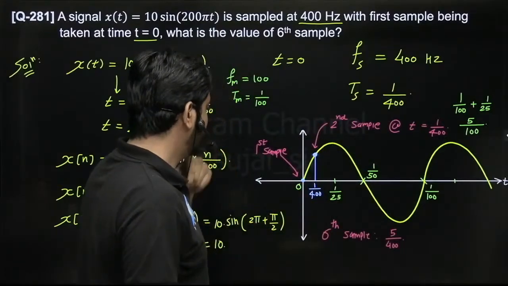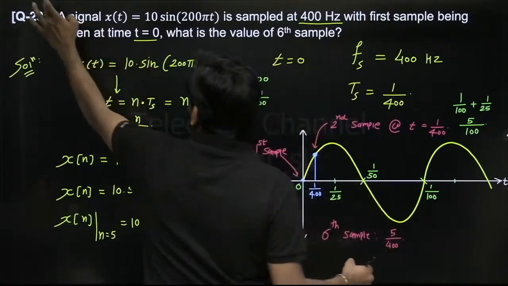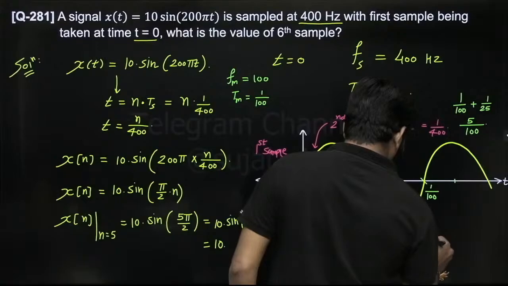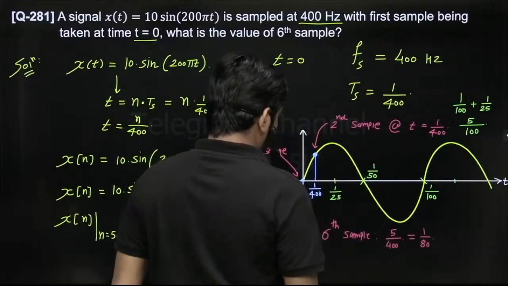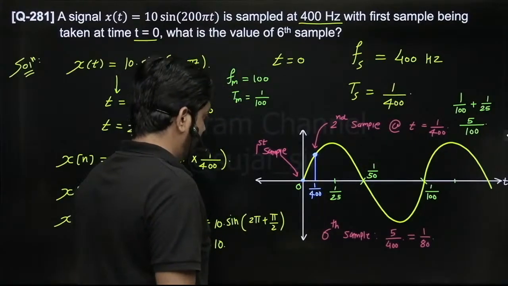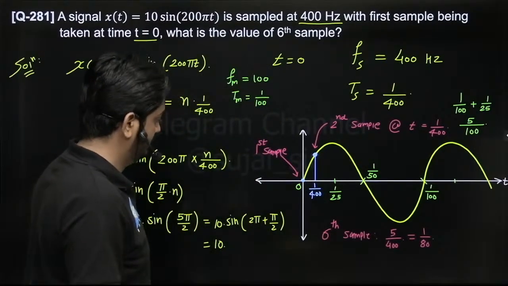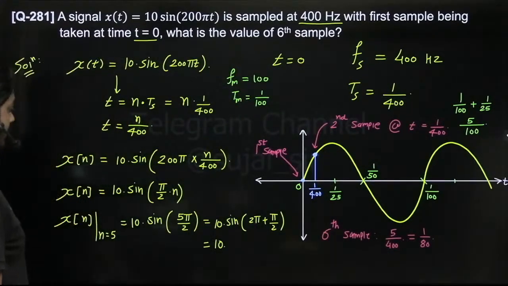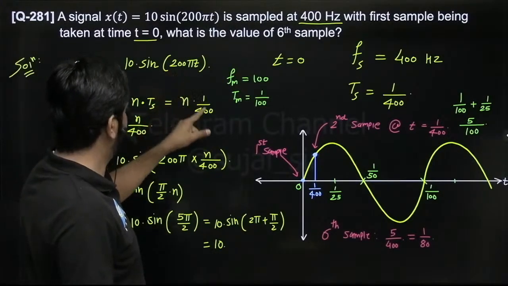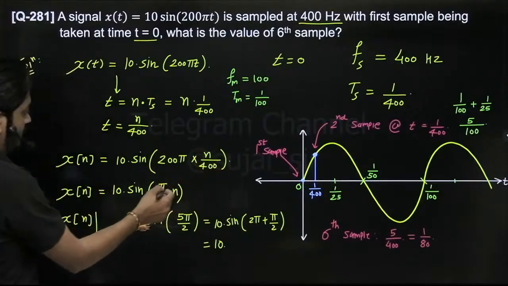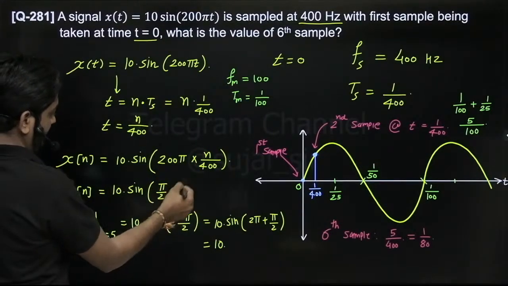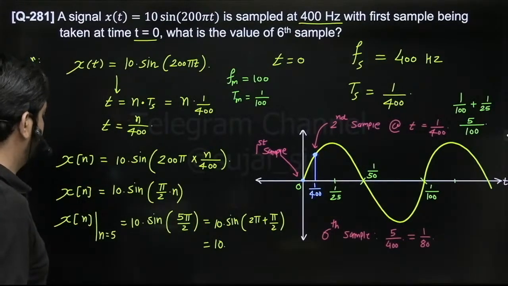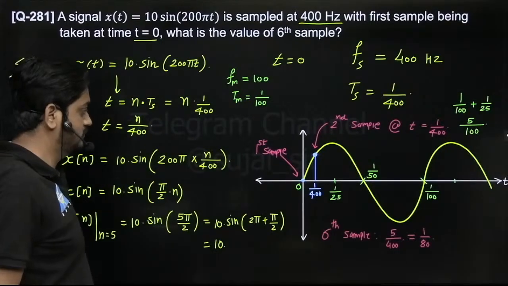So 1 by 400. Then 2 by 400. So this is equal to 1 upon 80. 5 by 400. N equal to 5, guys. Just wait for a minute. So it is n by 400. This is pi by 2 n. N equal to 5, 5 pi by 2, which is equal to 1. So it should be 10, guys. Value is 10 because sin pi by 2 is 1. So value is 10, guys.